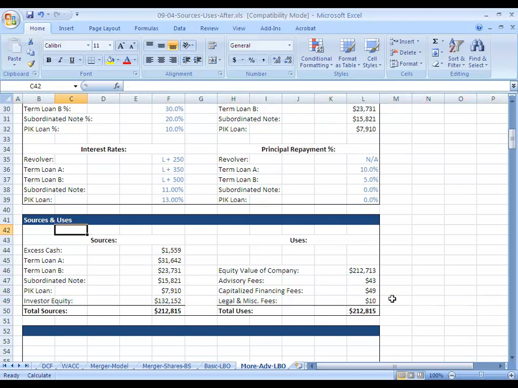So that's how we set up a sources and uses schedule for a more advanced LBO model. The concept is very similar to the more basic one, but we do have some more items here and some more details that we need to look at. Coming up in the next video, we're going to look at the goodwill and intangible asset calculation for an LBO model. And we'll see how we calculate asset write-ups, deferred tax liabilities, and related items, and how it is similar to what we saw in the merger model, but also how it's a bit different from what we've seen previously.